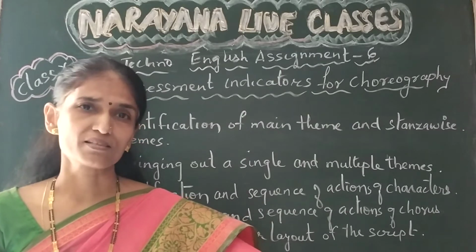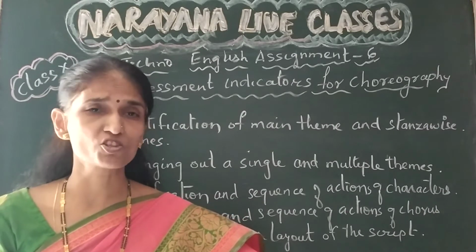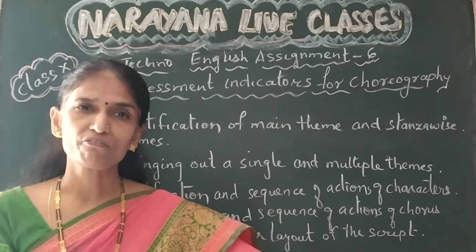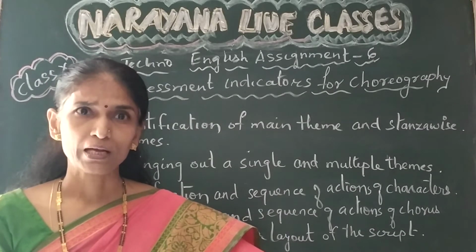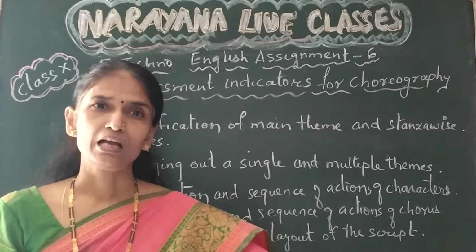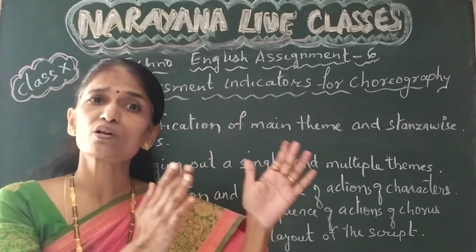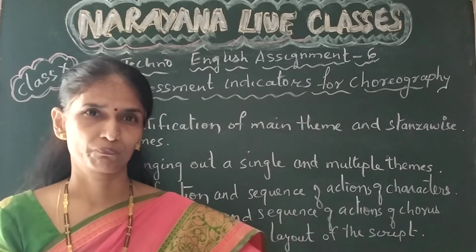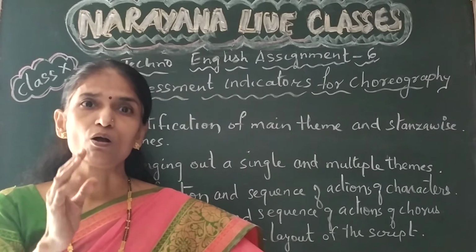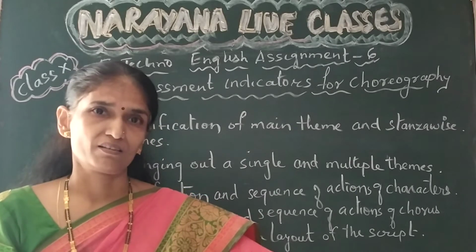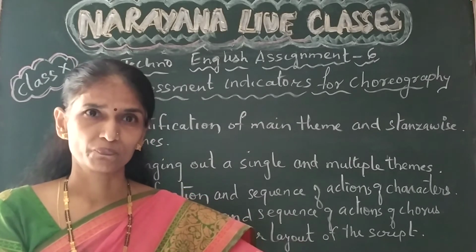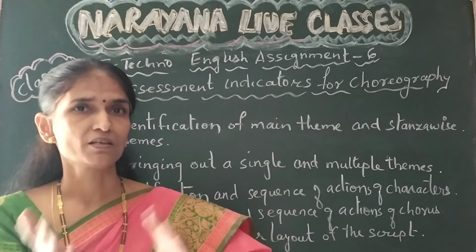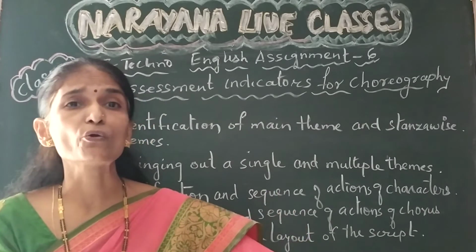Now we shall discuss the key for assignment 6, which is based on choreography script. Choreography is a dance form. In other words, if I say what drama script is for a story, choreography script is for a poem. How we enact the content of a story, the same we do for a poem. So a story is dramatized and a poem is choreographed.